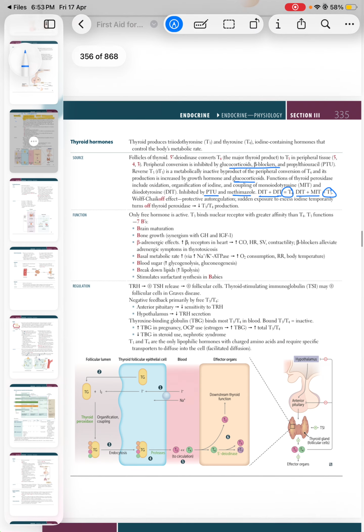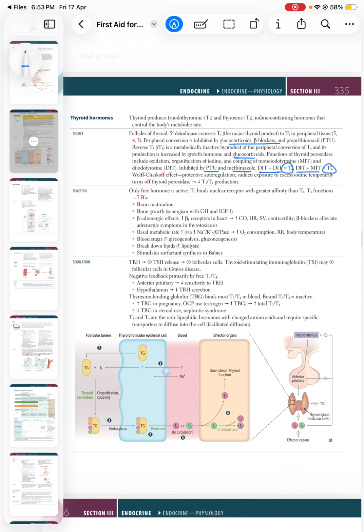So in this line it is simply mentioned that thyroid hormones are two, that is T3 and T4, and this does the metabolism in the body. Now how is it produced? It is produced by 5'-deiodinase, which is present in the follicles of the thyroid, and this converts T4 to T3.